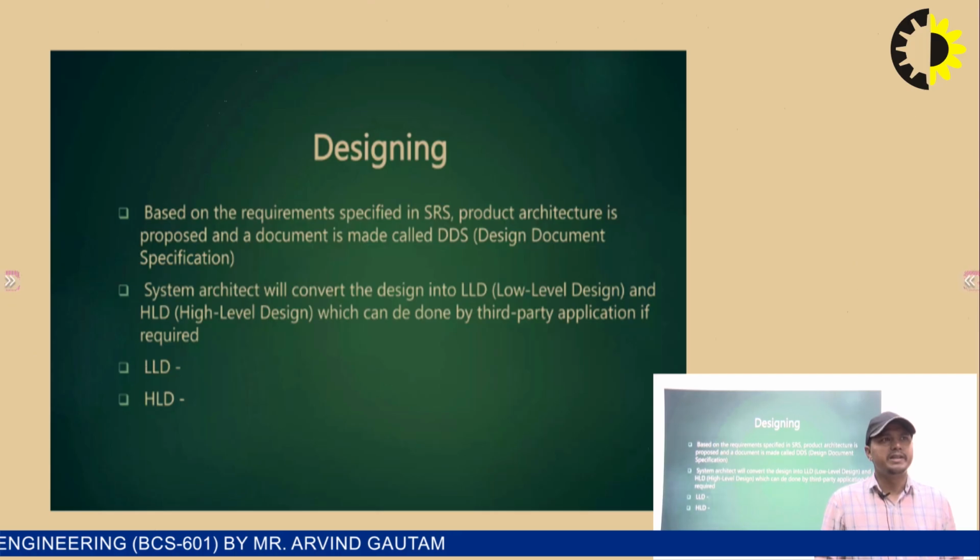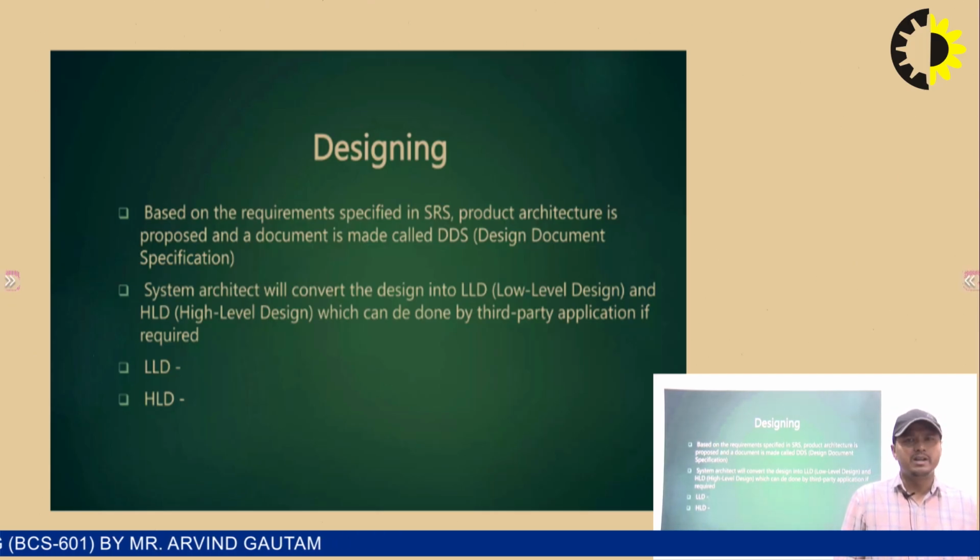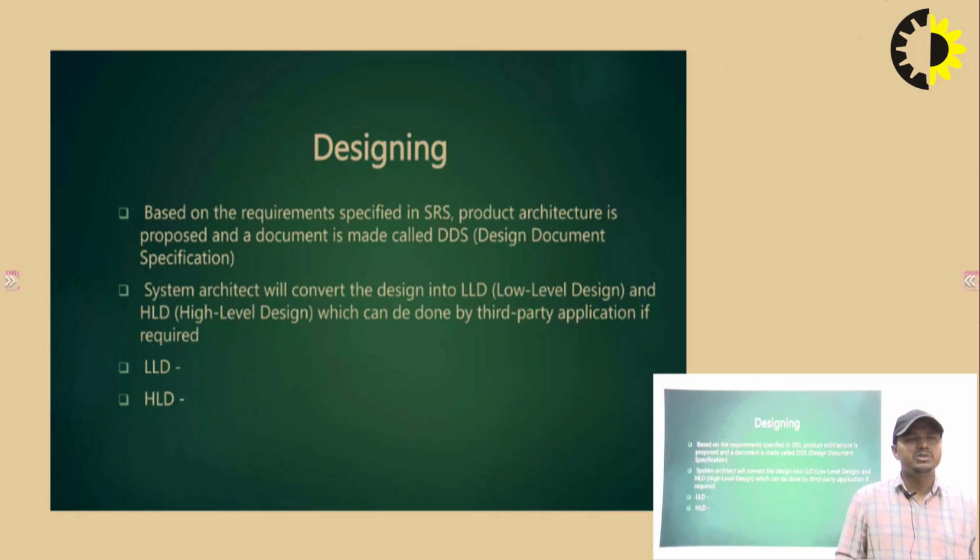In the designing phase, based on the requirement specification in the SRS, the product architecture is proposed and a document is made, that is the design document specification. After that, the system architecture will convert the design into LLD, that is low level design, and HLD, that is high level design, which can be done by a third party application if required.